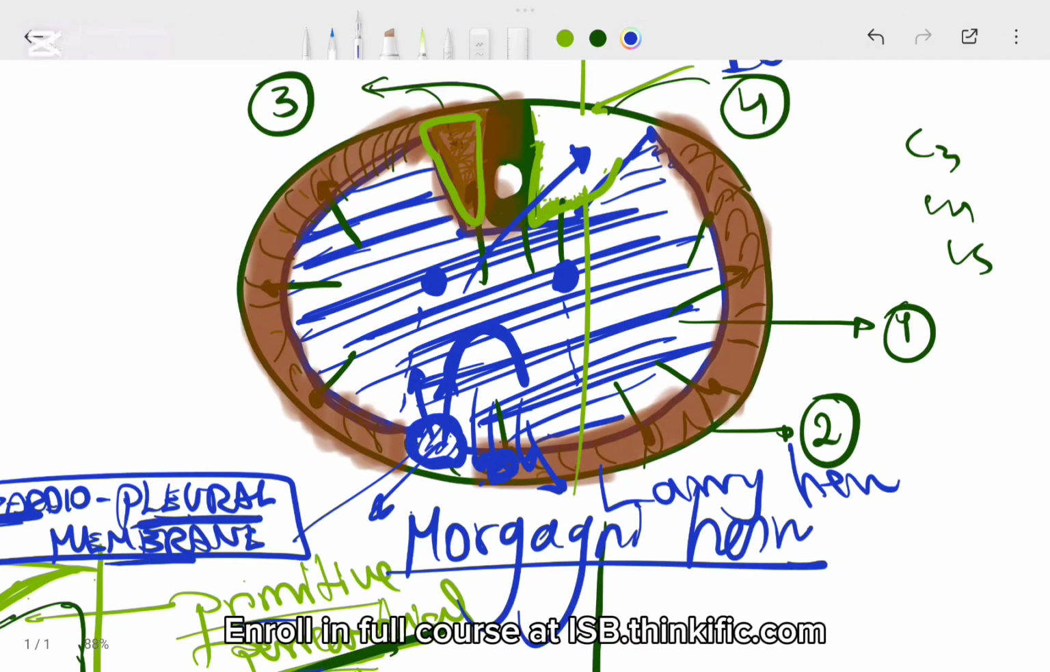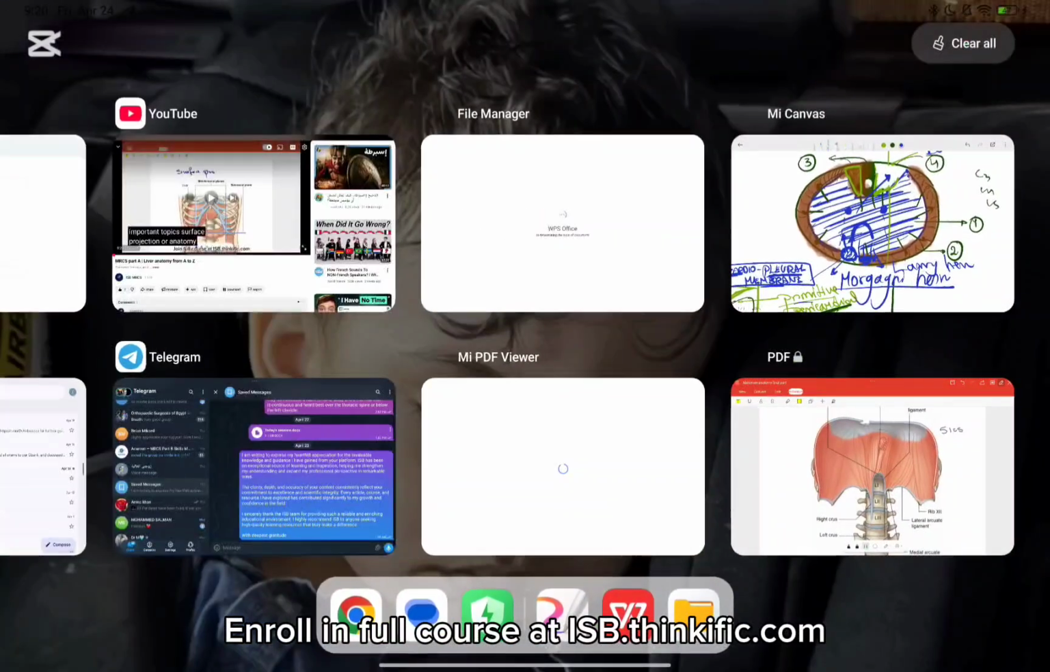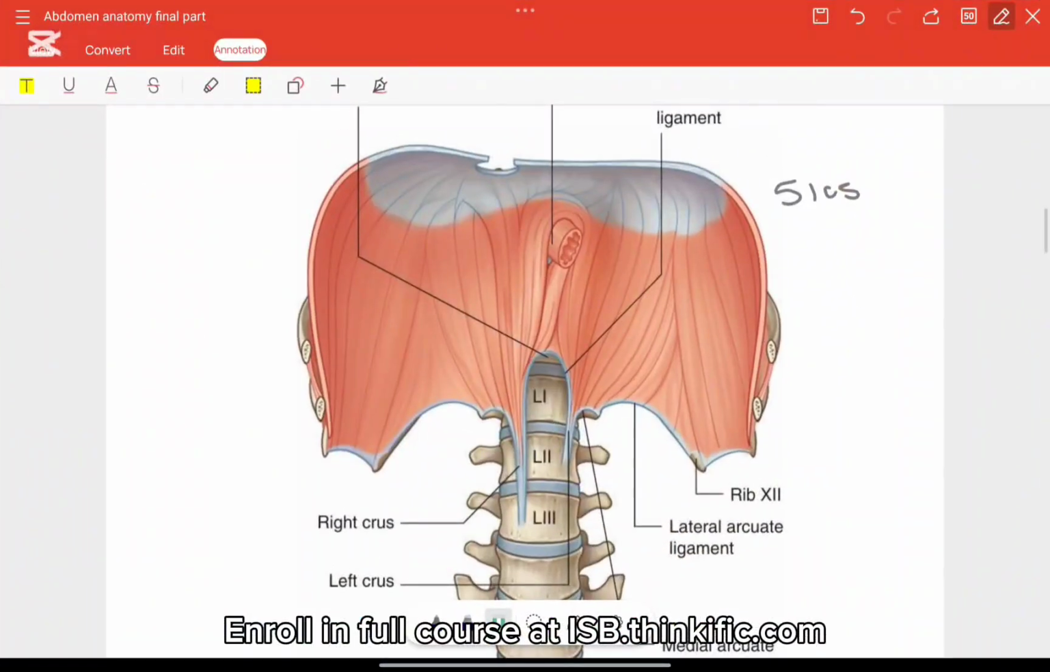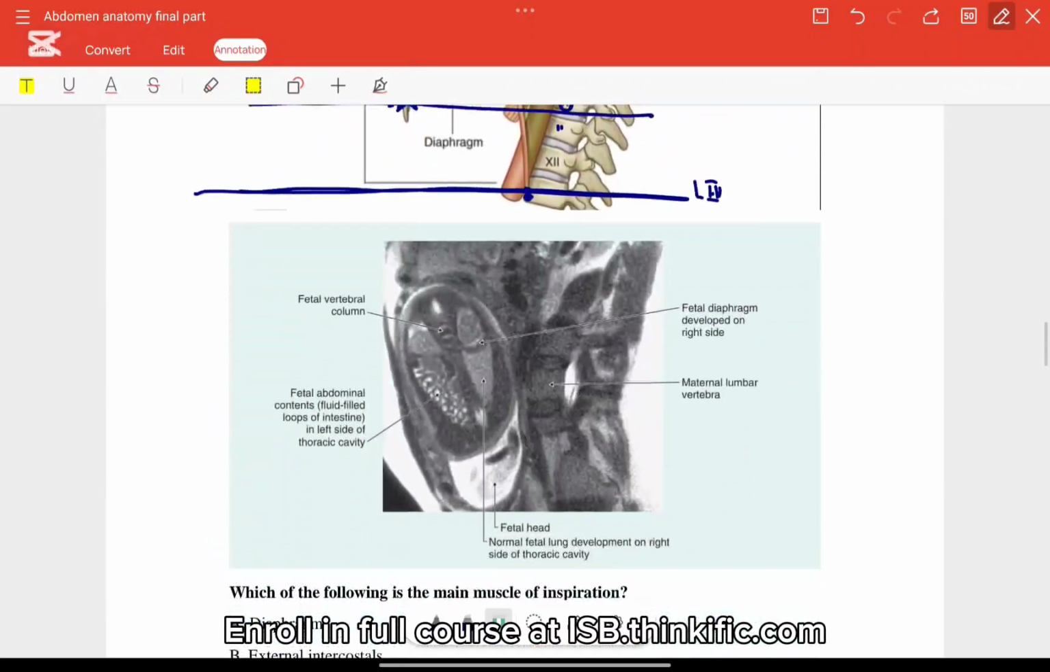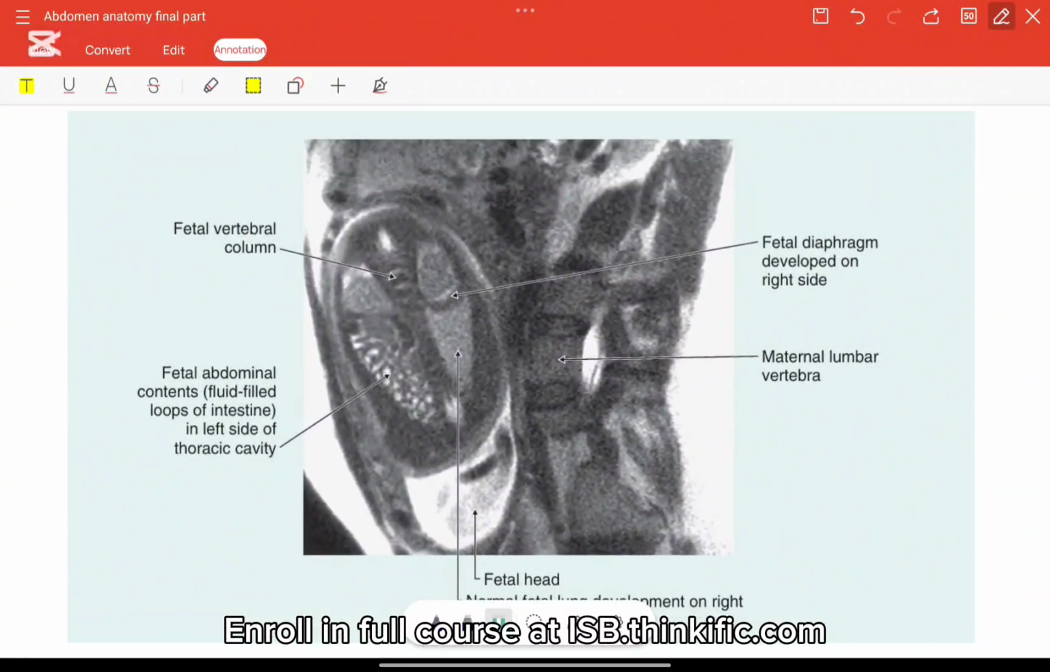I think we talked enough about the diaphragm. We know everything about it right now. What I want to show you is this imaging. This is an imaging of a pregnant woman with Bochdalek hernia. The defect that I told you about, posterior to the left, is called Bochdalek hernia.